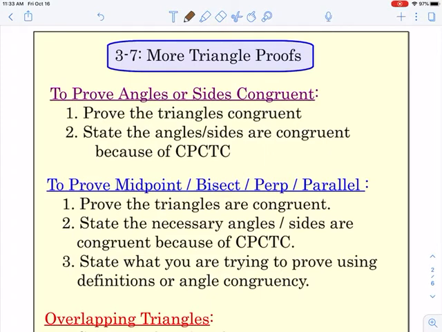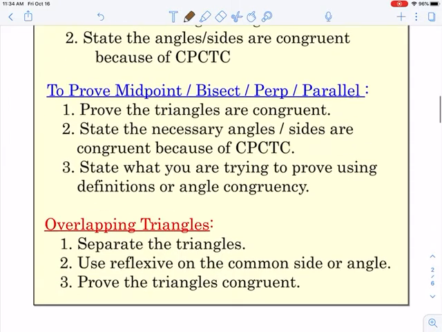To prove angles or sides are congruent, just like we did in the last section, the first thing we're going to have to do is prove the triangles congruent. Then we're going to state the angles or the sides that are congruent because of CPCTC. Hey, we did that yesterday.